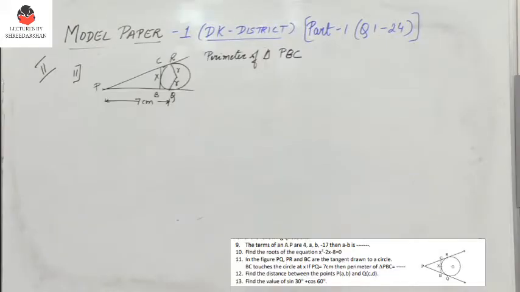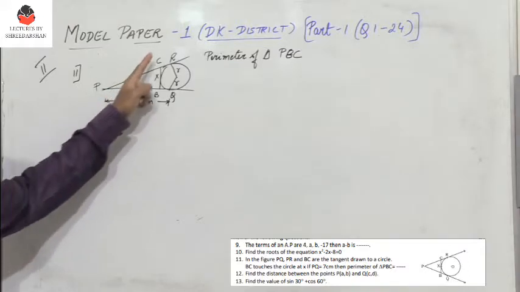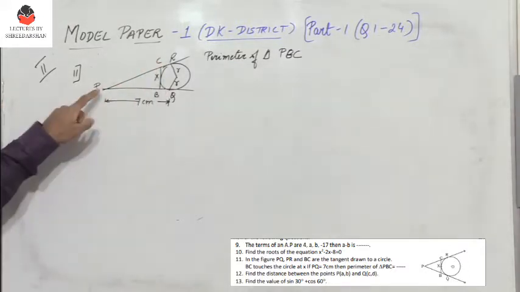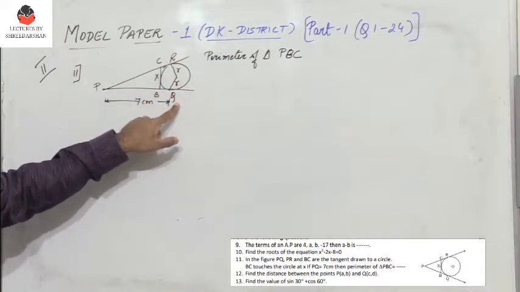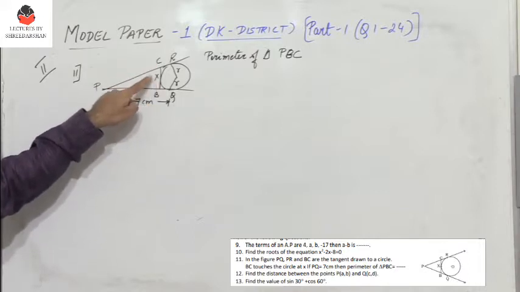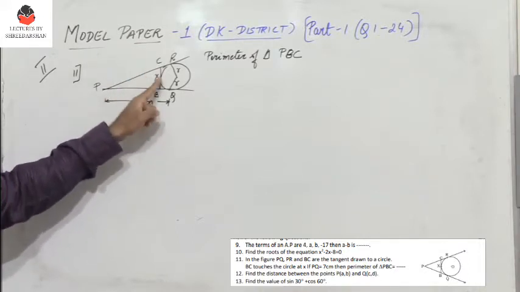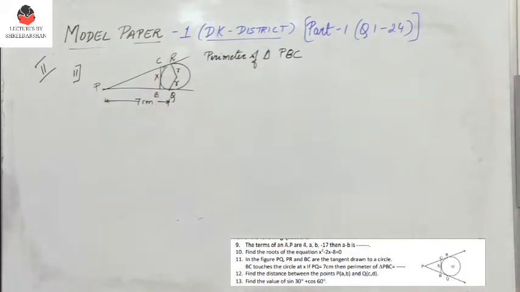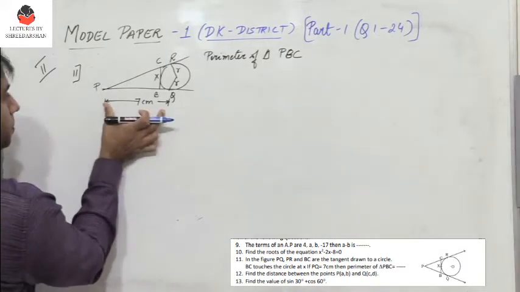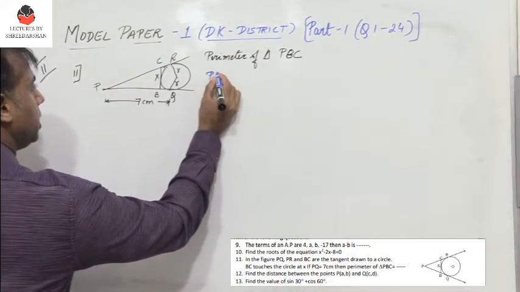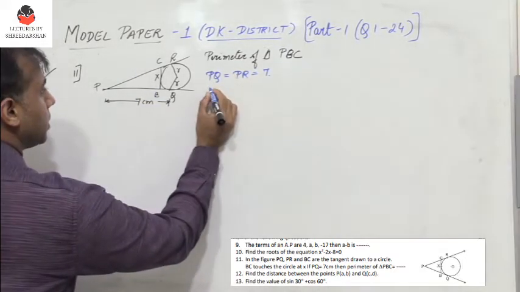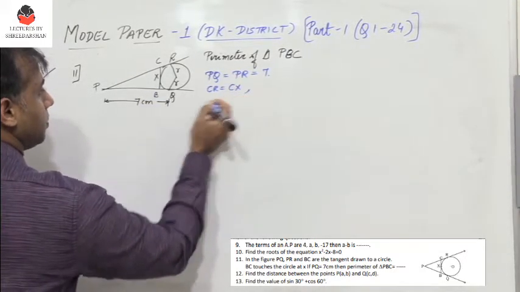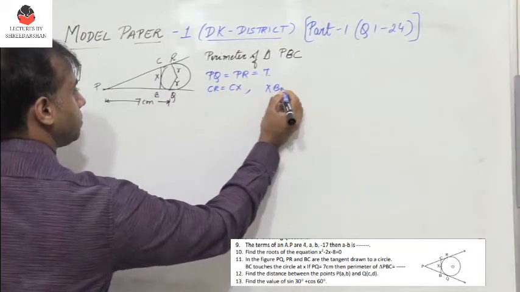So question 11 is an interesting question. We need to find the perimeter of the triangle PBC. And this is a point. From this point, two tangents have been drawn to touch the circle at R and Q, right? And we also have CB, which touches the circle at a given point X. Now we know that PQ equals 7, and according to the theorem, PQ is equal to PR. So therefore, PQ is equal to PR, which is equal to 7. And we also know that CR is equal to CX, whereas XB is equal to BQ.